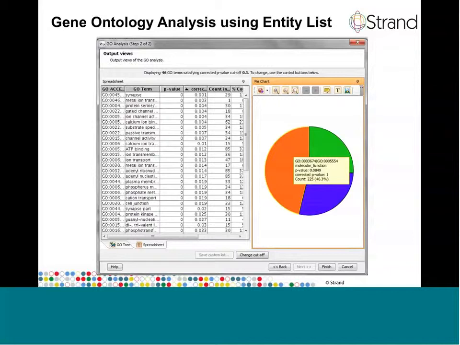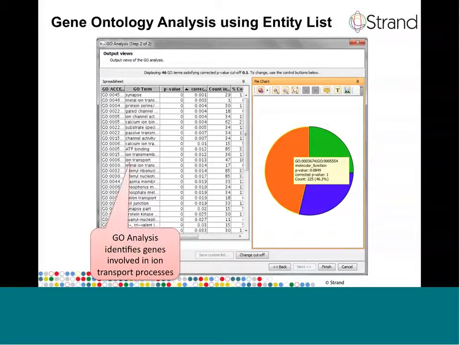The GO analysis will answer the question, are any of the genes in my list annotated with certain gene ontology terms more often than can be expected by chance? And the gene ontology analysis will show the GO categories that satisfy this criteria, and an example is presented here.